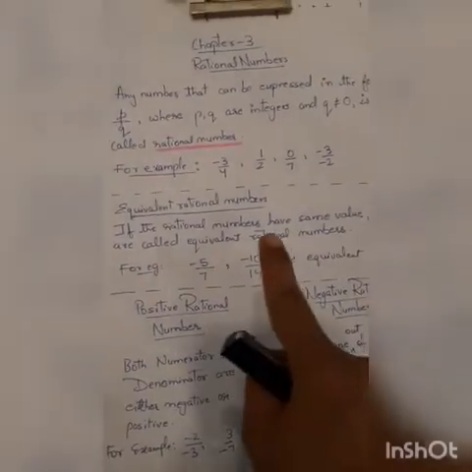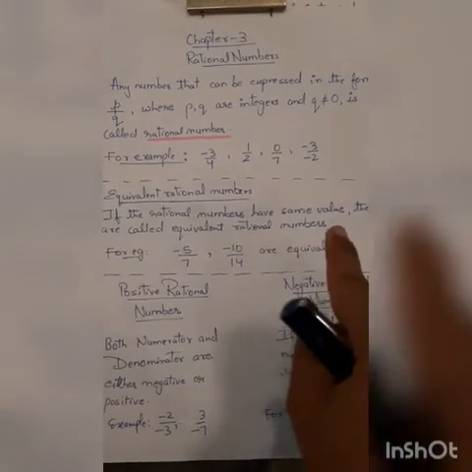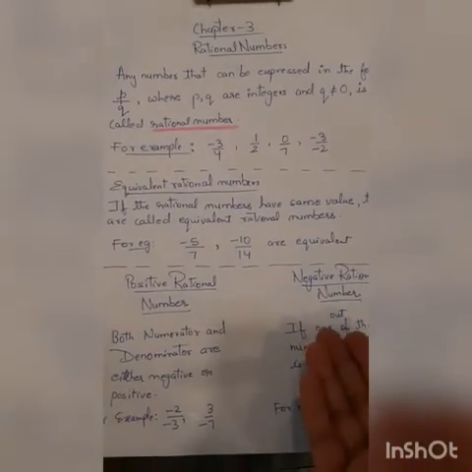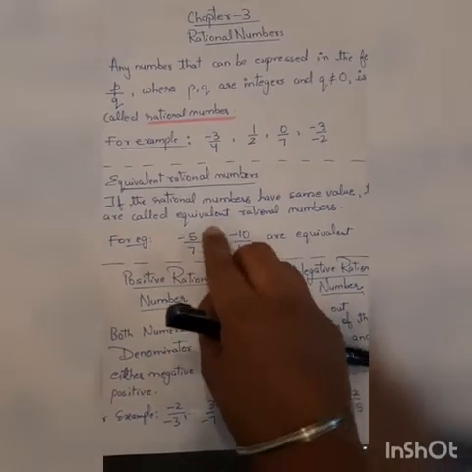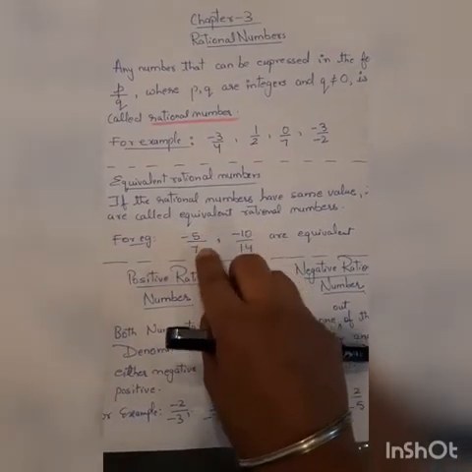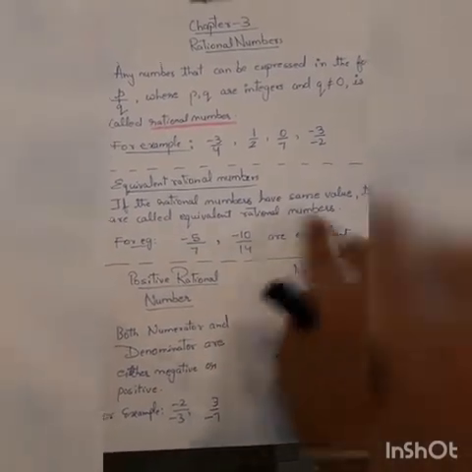What are equivalent rational numbers? If the rational numbers have same value, they are called equivalent rational numbers. Like students, we have done equivalent fractions. You have a numerator and denominator. You multiply the numerator and denominator by the same number. Here if I multiply with 2, both numerator and denominator, I will get this. So this and this are equivalent because they have the same value.